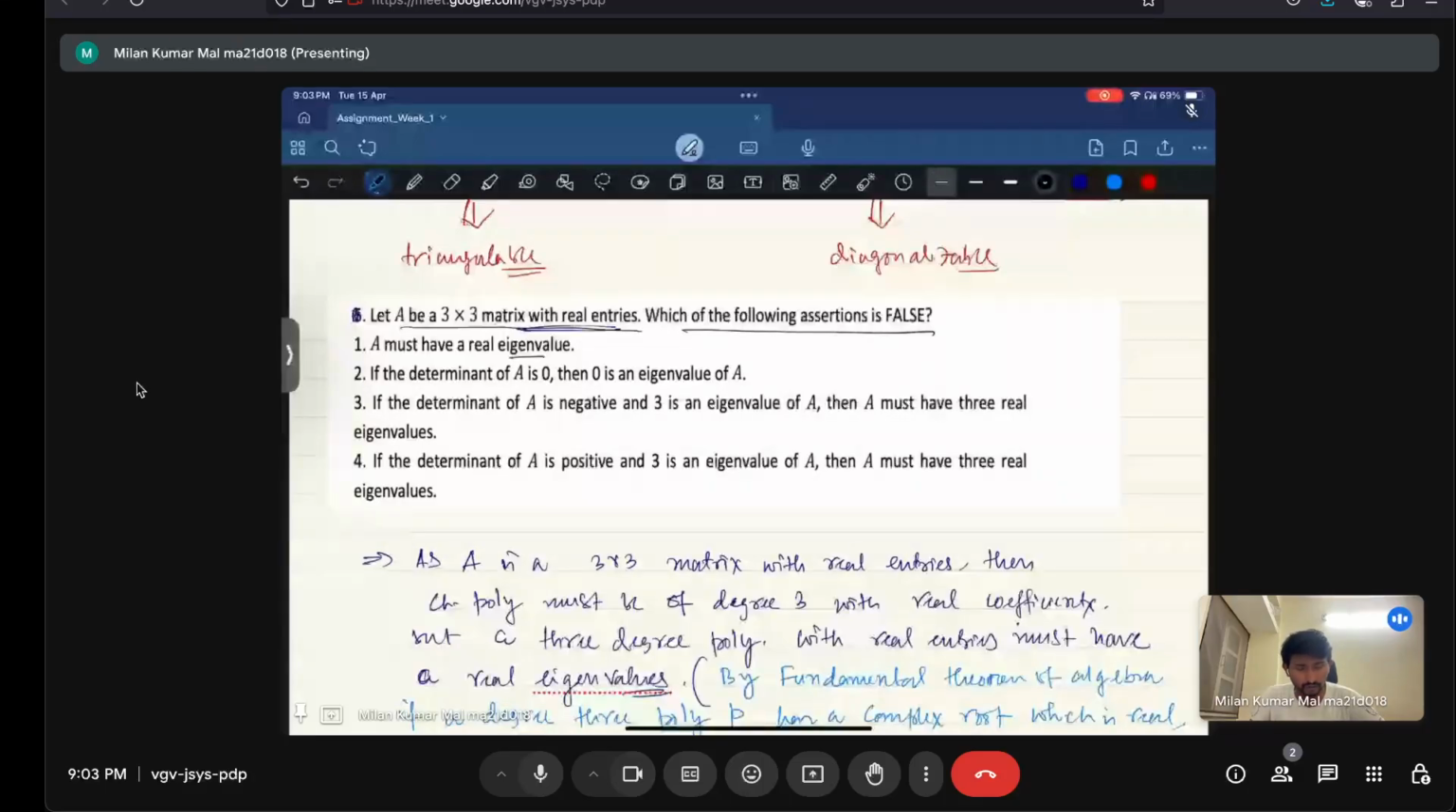That is true always, because if a determinant is 0, that means 0 is an eigenvalue. That is also true. There is no problem about that.